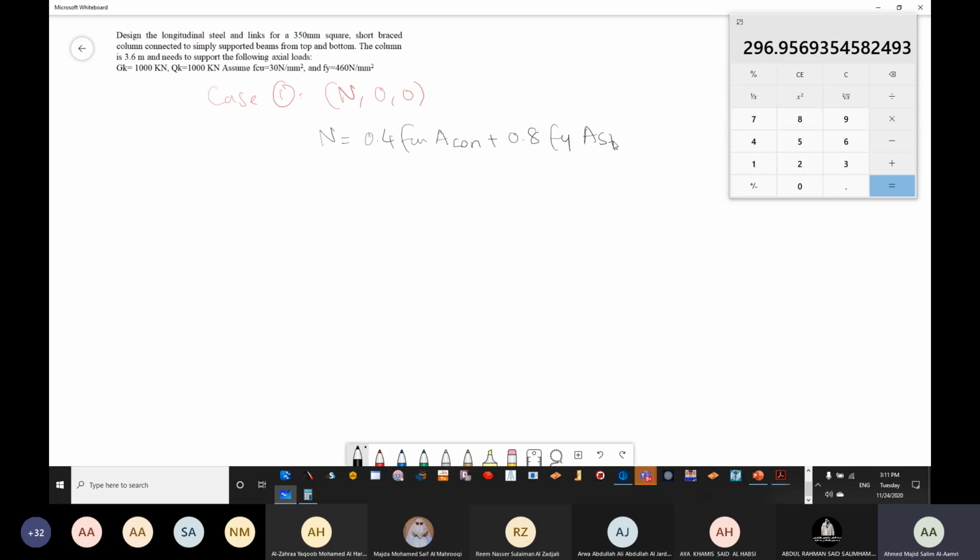Now, previously we had the ultimate load. Ultimate means already multiplied by a factor of safety. Now, what do we have? We have dead load separate and we have live load separate. So to calculate my N, it is equal to 1.4 into dead load, which is 1000, plus 1.6 multiplied by 1000, which is your live load. If you multiply these two, you will get 1400 plus 1600, and we have got it to be 3000 kilonewtons. So now I can say N is equal to 3000 multiplied by 10 to the power of 3.